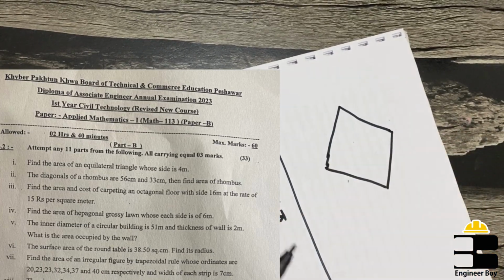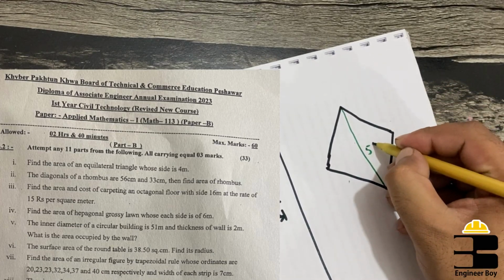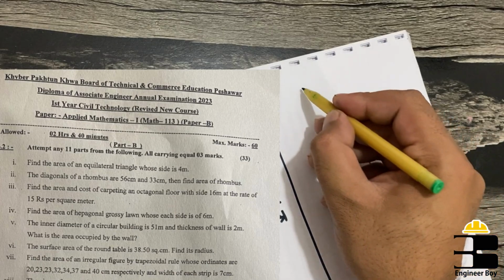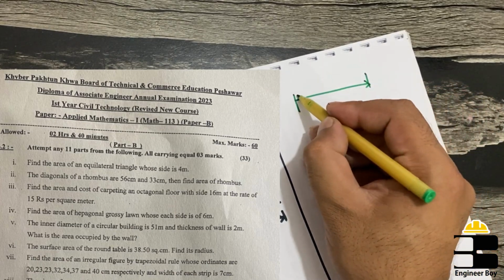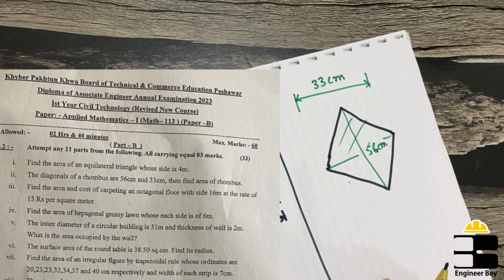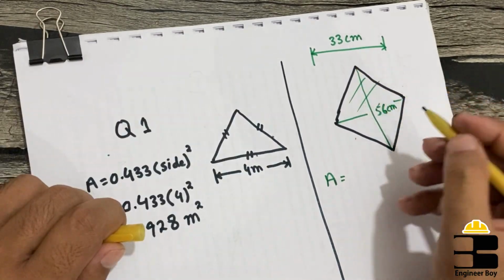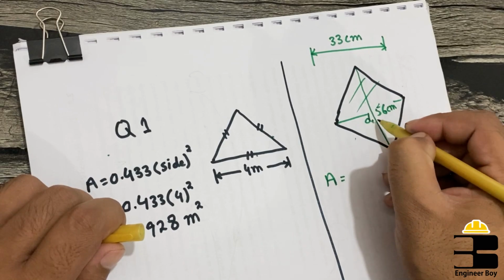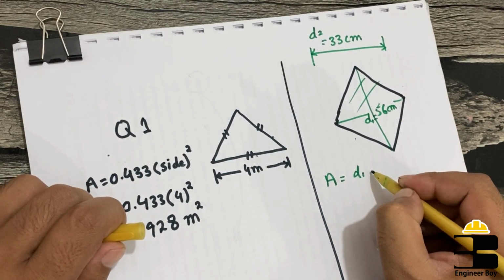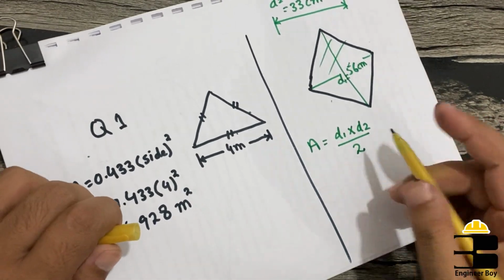So simple. Now the diagonals are known. The first diagonal, this one, is 56 centimeter, of course, and this other diagonal is 33 centimeter. Now we are asked to determine its area. Remember, the area of a rhombus is the product of the diagonals. If this is D1, or diagonal 1, and this one is D2, then the area is going to be D1 times D2 divided by 2.